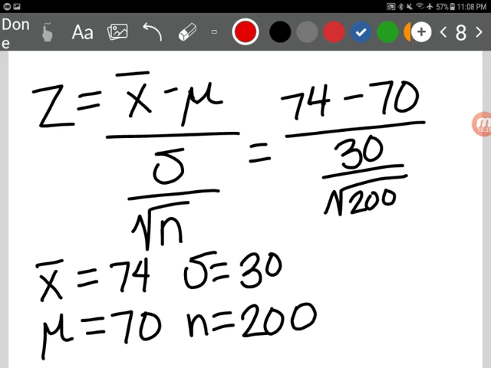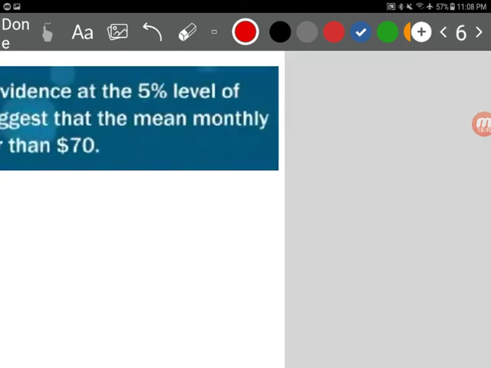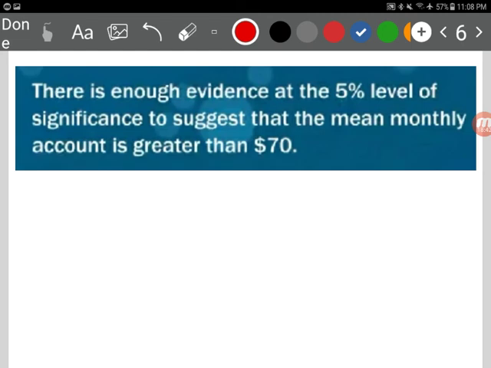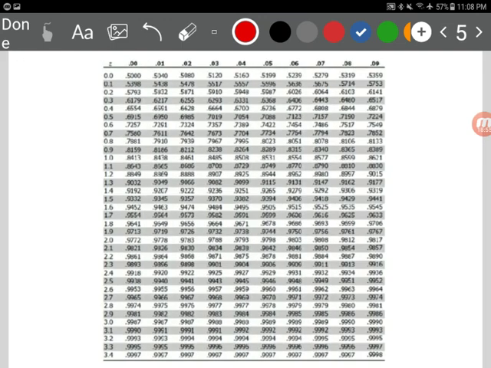What does our step 5 say? Interpret your conclusion in the context of the application. So let's see what this means. So what it's saying in our conclusion is that there is enough evidence at the 5% level of significance to suggest that the mean monthly account is greater than $70.